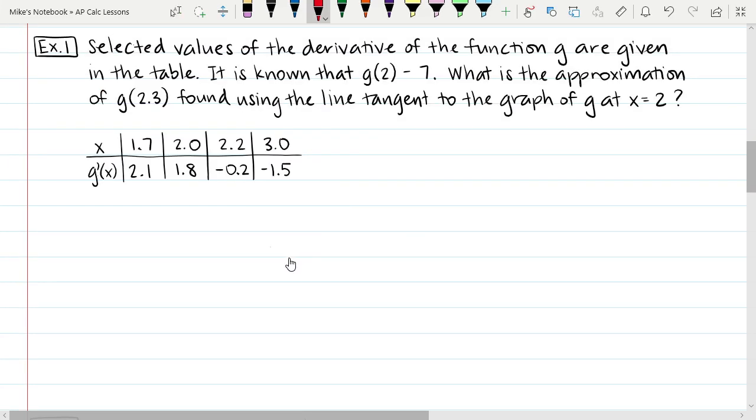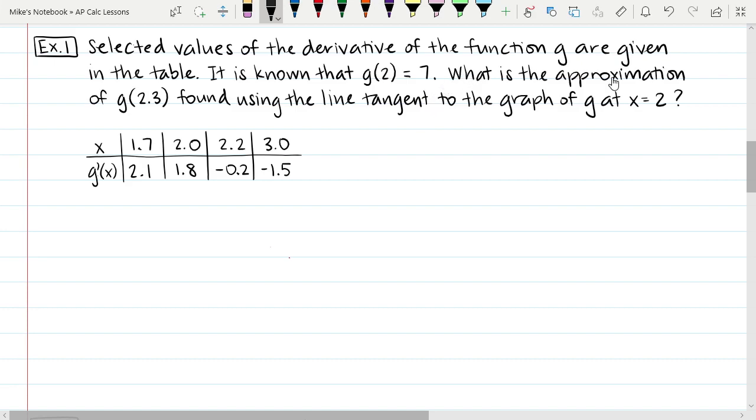Okay, so selected values of the derivative of the function g are given in the table. It is known that g of 2 equals 7. What is the approximation of g of 2.3 found using the line tangent to the graph of g at x equals 2? Okay, so that was a lot of information, a lot of words, but again, notice what they're trying to talk about here. We have some function g. We don't know what that equation is for that function, but we do know that g of 2 is 7.